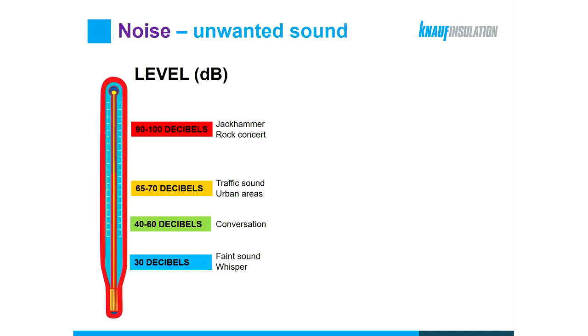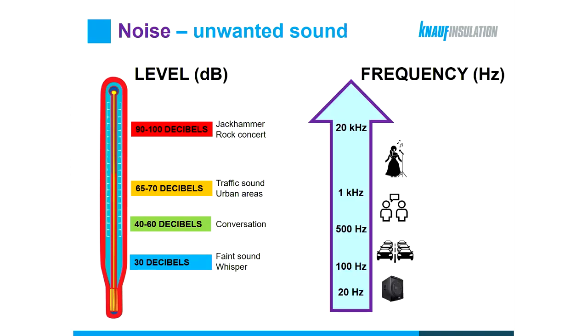Typical traffic noise in a typical urban area amounts to 65 to 70 decibels. And extreme levels of 90 or even 100 decibels can already cause pain or serious damage to our ears if we're exposed to them for a long period of time. And these levels would correspond to loud music we experience at rock concerts or to the noise of a jackhammer.